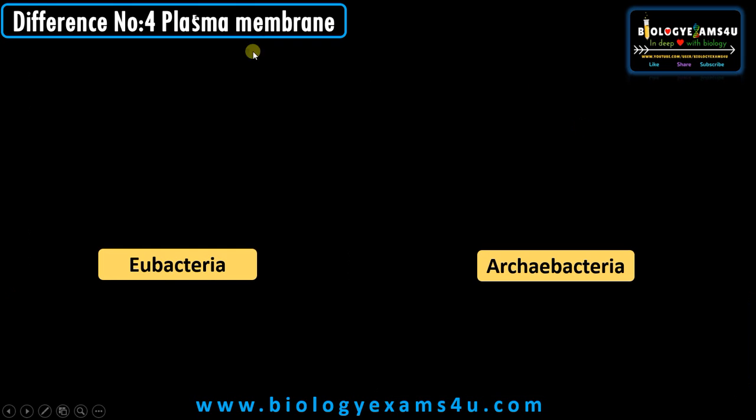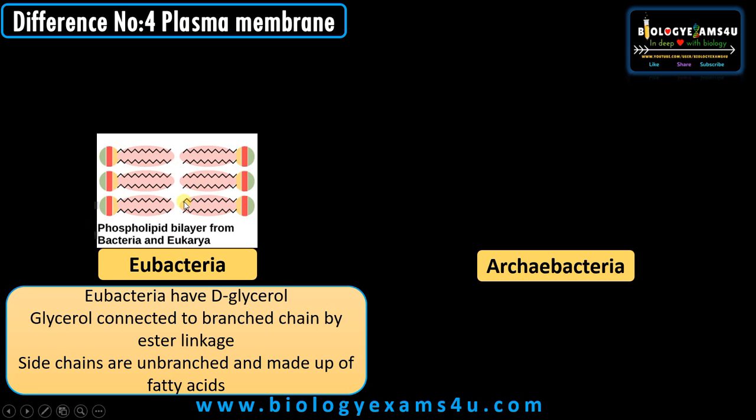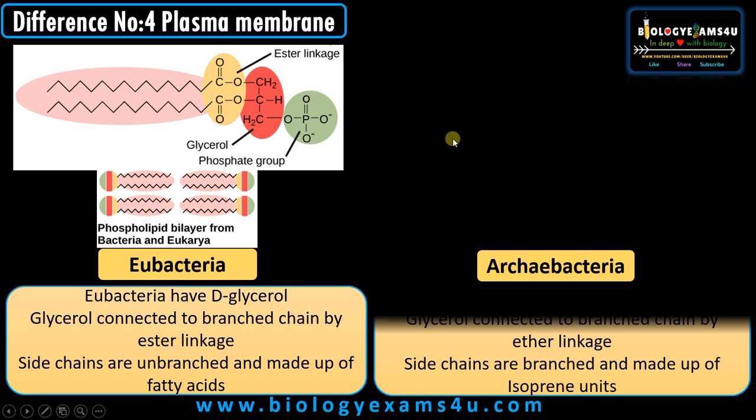Then the next major difference is in the plasma membrane. In the case of Eubacteria, as you see, this is a phospholipid bilayer. In this bilayer, the chirality of the glycerol is D-glycerol. As you see the orientation, the red part is the glycerol. This glycerol is connected to a fatty acid chain by ester linkage. As you see, this bonding in yellow is the ester linkage, and the side chains are unbranched. As you see, it is made up of fatty acids. So this is the plasma membrane of Eubacteria.